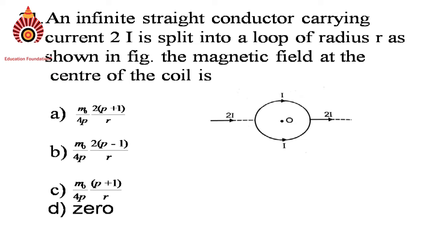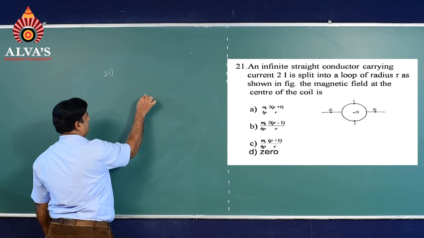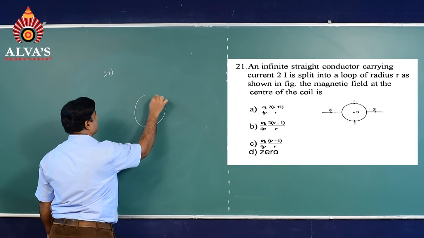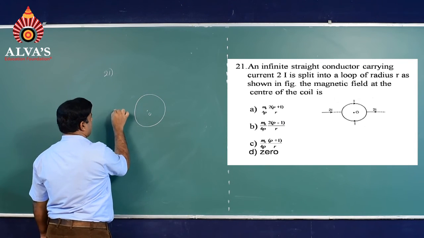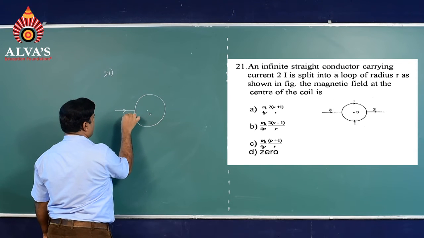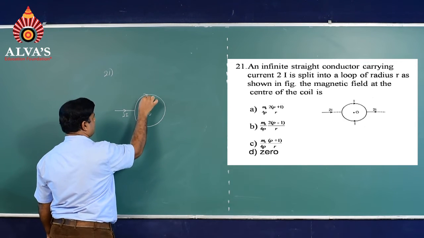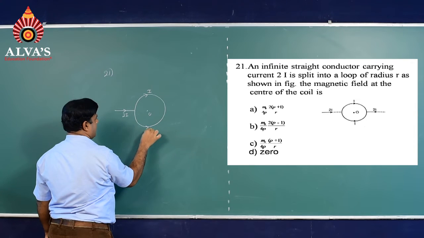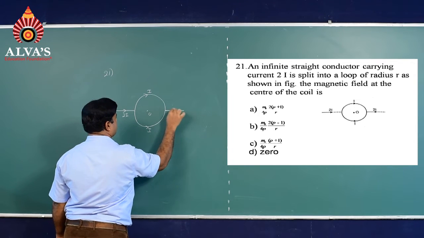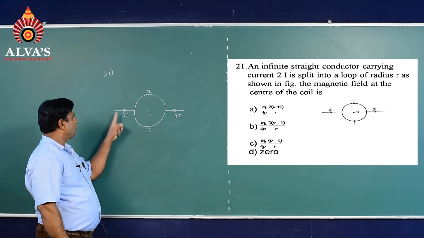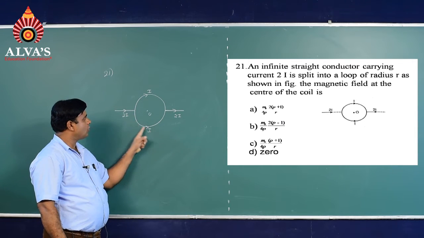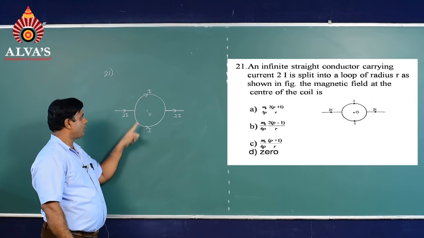The magnetic field at the center of the coil is. There is a coil of certain radius here, O is the center. Current 2I enters, which splits into I each. Here it becomes again 2I. So, due to the circular loop, there is magnetic field at O.